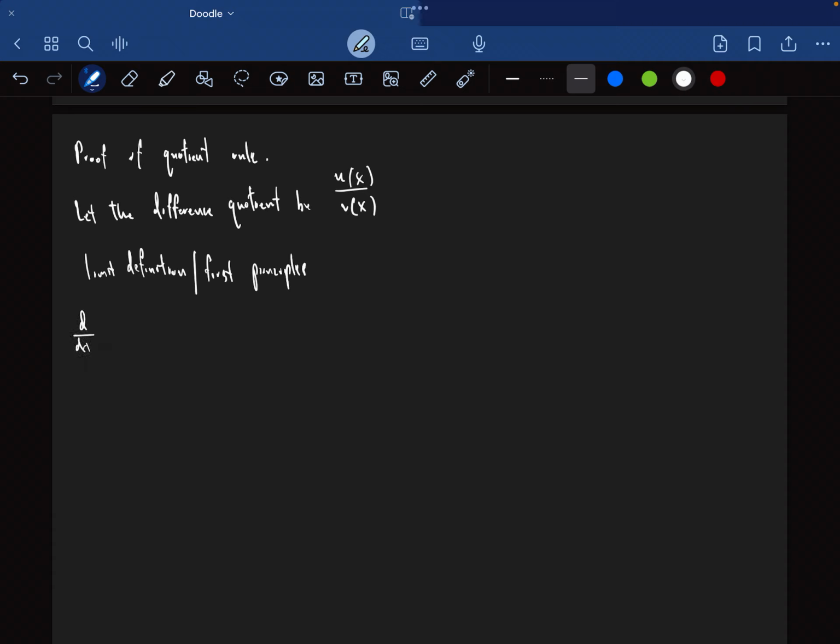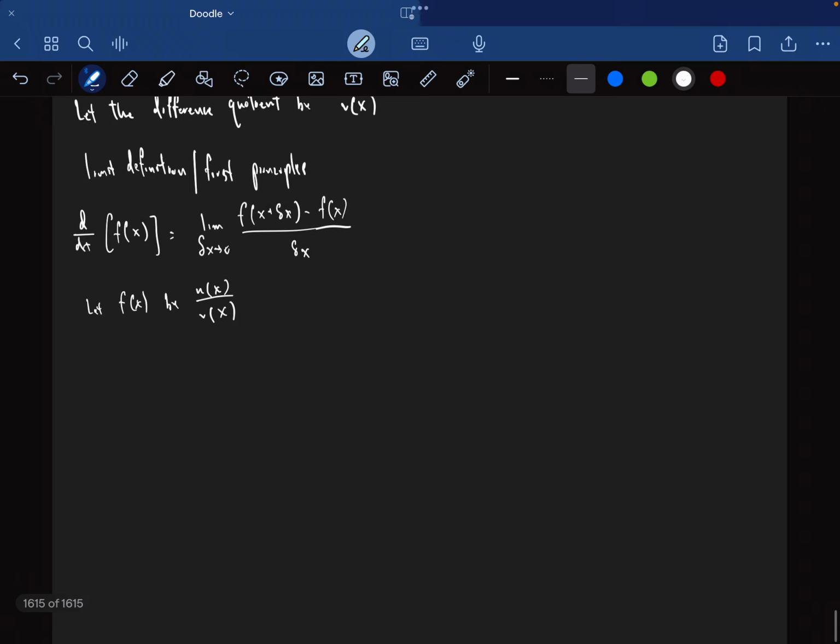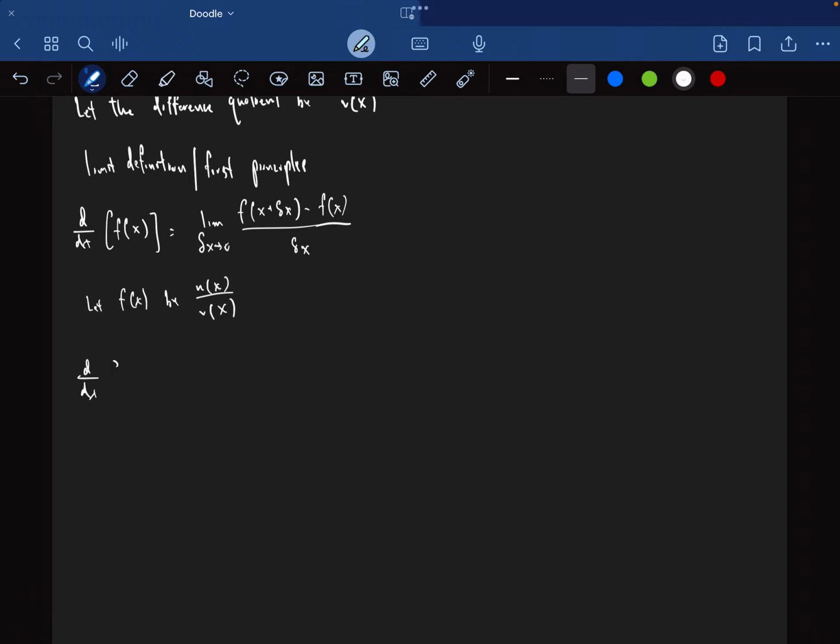So we know that the derivative of a function is defined by this limiting process: f(x plus delta x) minus f(x). Because our function here is u(x) over v(x), we let f(x) be u(x)/v(x). So this will become the derivative of u(x)/v(x). And then we will replace the respective terms here with the difference quotient.